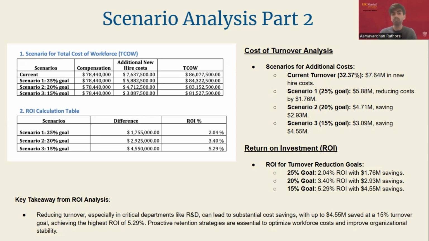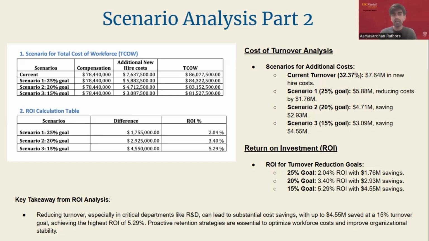but the new component that comes in here is the additional new hire cost that we calculated. Based on the current scenario, we are spending almost $7,637,000 on that. But if we are able to achieve scenario one, which is the 25% goal, we would be coming down to $5.8 million. A further reduction of 5% would bring the additional new hire cost down to $4.7 million, and at 15% we have $3.08 million.